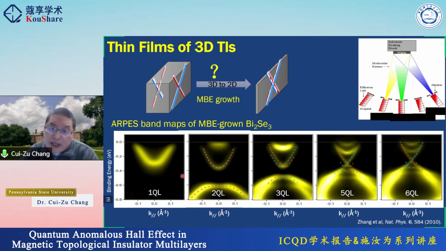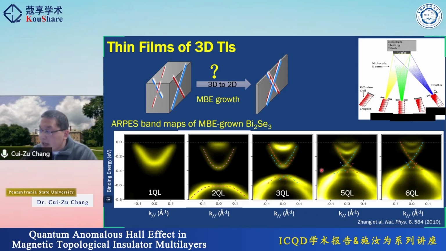So next, I will briefly show you how we reach the quantum anomalous Hall effect from TI step by step. When I was at Tsinghua University, first we used MBE to grow the thin film of 3D topological insulator. By carefully controlling the growth parameters, we were able to achieve layer by layer growth of bismuth selenide thin films. This can be seen from the ARPES band map of 1 quintuple layer to 6 quintuple layer. We can see very clear quantum wells in the conduction band and also the valence band. This indicates our films are pretty uniform.